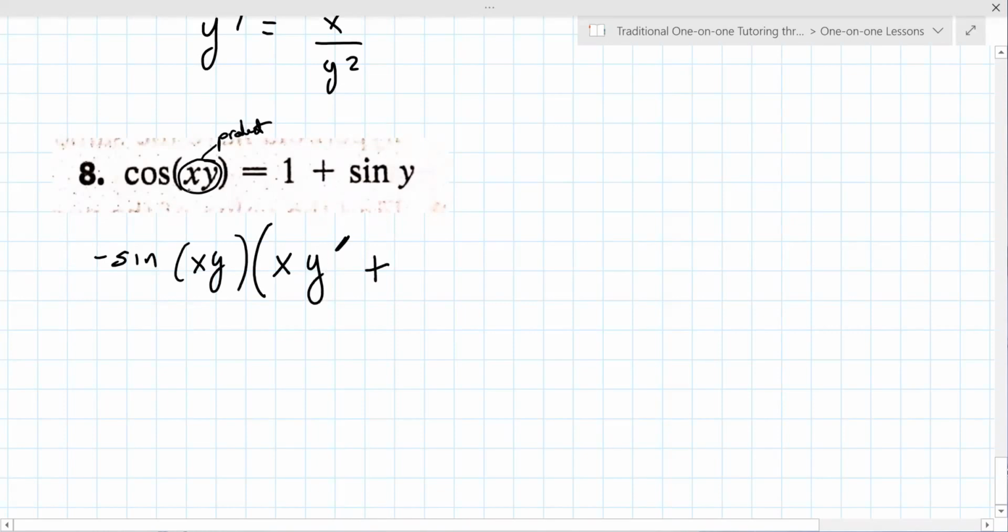Plus the derivative of the first. What's the derivative of x? 1. 1 times, keep the second, y, equals, what's the derivative of a constant? 0. And what's the derivative of sine? Cosine. Keep the inside function. What's the derivative of y? Y prime.